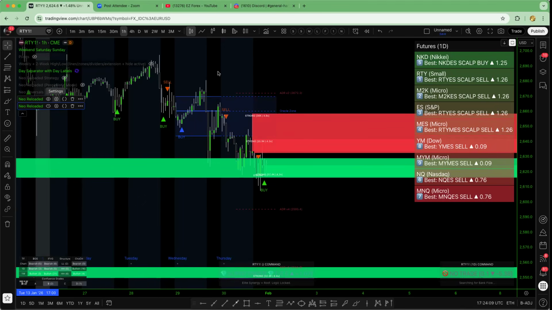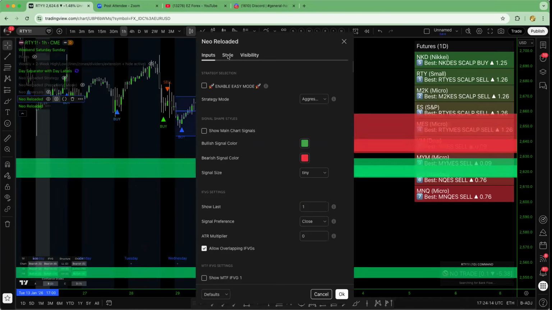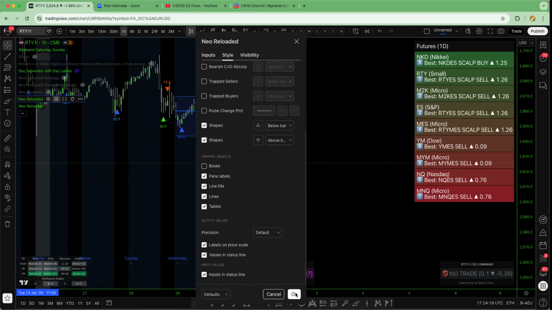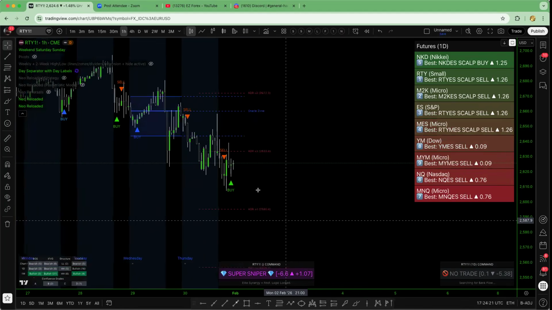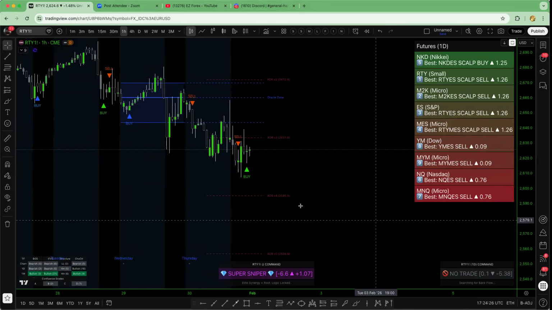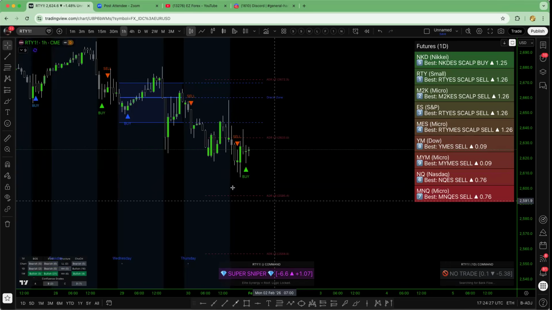Just go ahead and switch these all off in the settings. I'm just going to switch this off. Boxes. There we go. Just so you can see what we're actually looking at here, people. I'll switch them back on later, so you can see exactly what happened here.